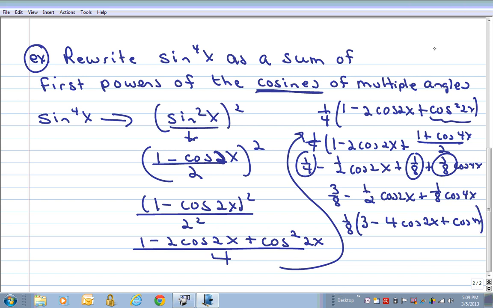And now we have rewritten sine to the 4th power as a sum of first powers. In other words, these are not squares or cubes, they're down now to just single powers. And that was important. I think you'll find in calculus that has something to do with derivatives.